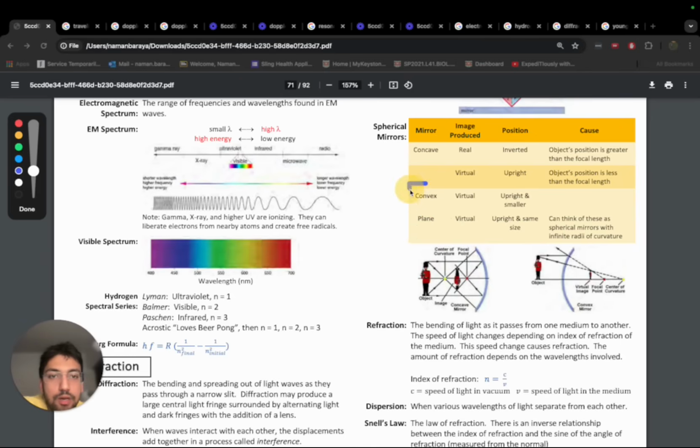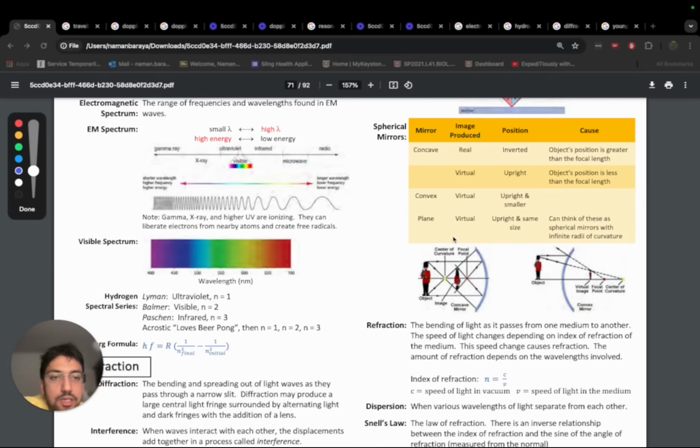Okay, now we have convex, virtual, and upright, and smaller. Fortunately for us, it's easy to remember this, because there's only one thing, which is that you're standing somewhere, and no matter what, you're just going to look upright and smaller. So you're going to look like a small guy in this mirror reflection. The final thing, and it's also important to know, is that your focal point is going to be in front of the center of curvature.